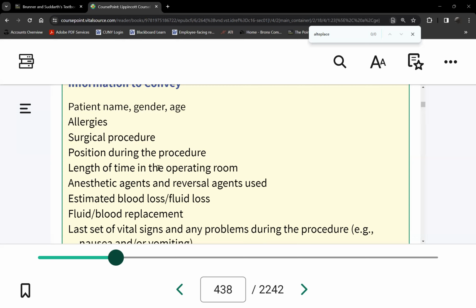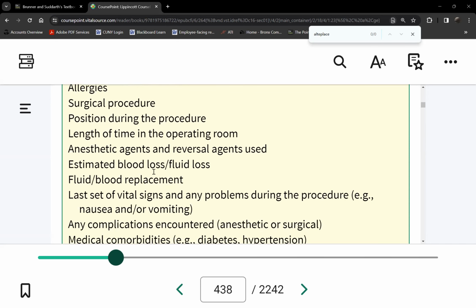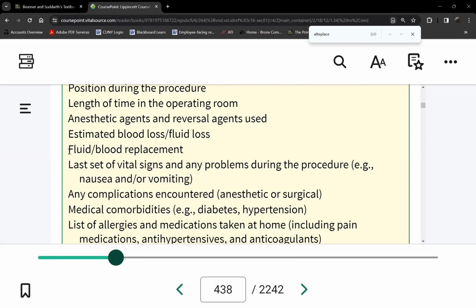Length of time, how long were they on the table? That will tell you also the length of time they were exposed to general anesthesia. Or what anesthetics were used? Or did they have an overdose? And if they did, what was done, what was given, what antidote was given? How much blood loss, if any, did the patient sustain? And did they receive any blood transfusion or any blood product?